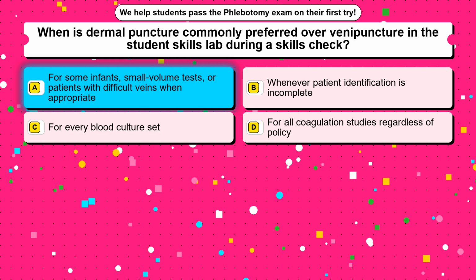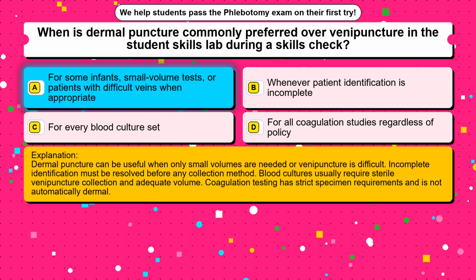The correct answer is option A. For some infants, small volume tests, or patients with difficult veins when appropriate. Dermal puncture can be useful when only small volumes are needed or venipuncture is difficult. Incomplete identification must be resolved before any collection method. Blood cultures usually require sterile venipuncture collection and adequate volume. Coagulation testing has strict specimen requirements and is not automatically dermal.